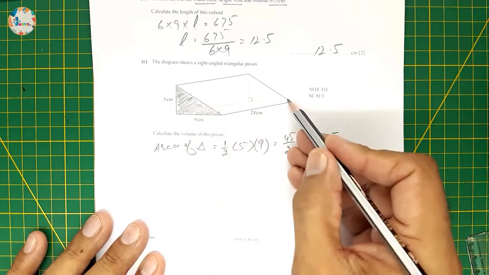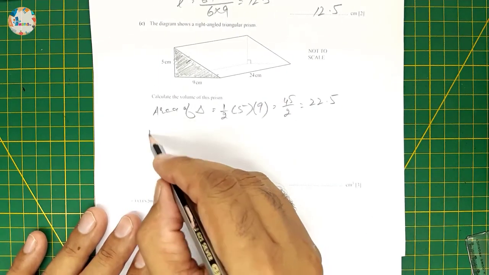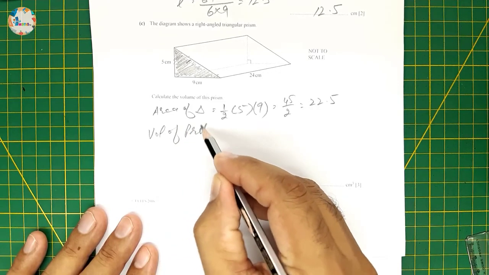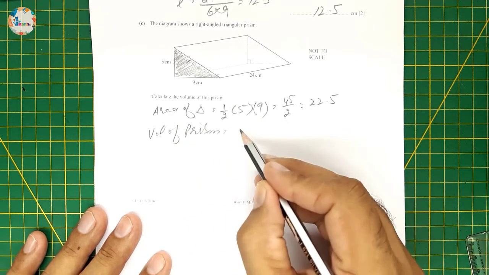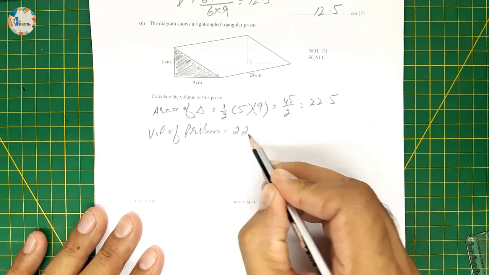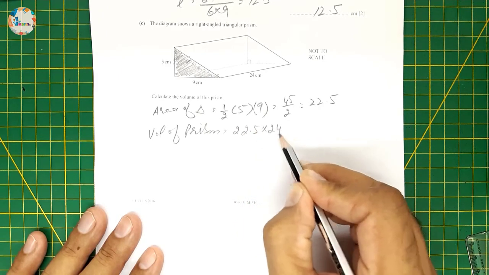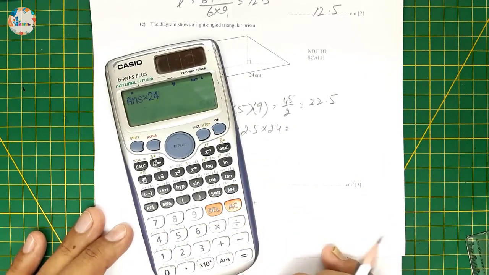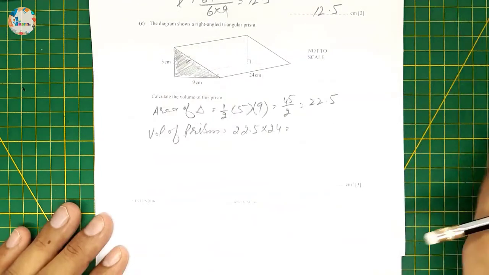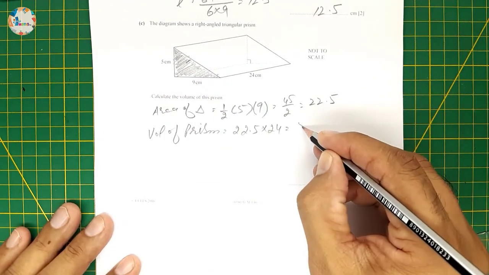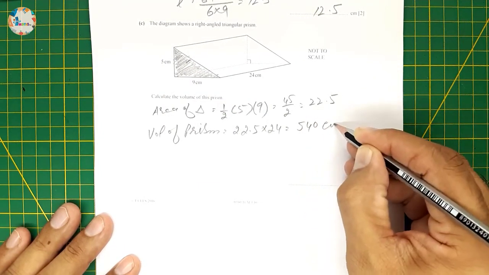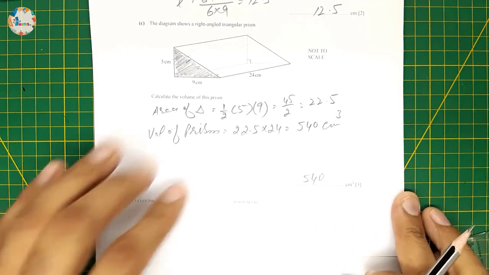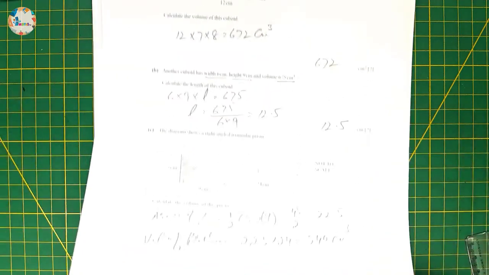Now we'll multiply by the length, which is 24. So we can write volume of prism is equal to face area 22.5 multiplied by 24, and we will get 540 centimeters cube. So 540 will be answer over here. So we are done with the paper.